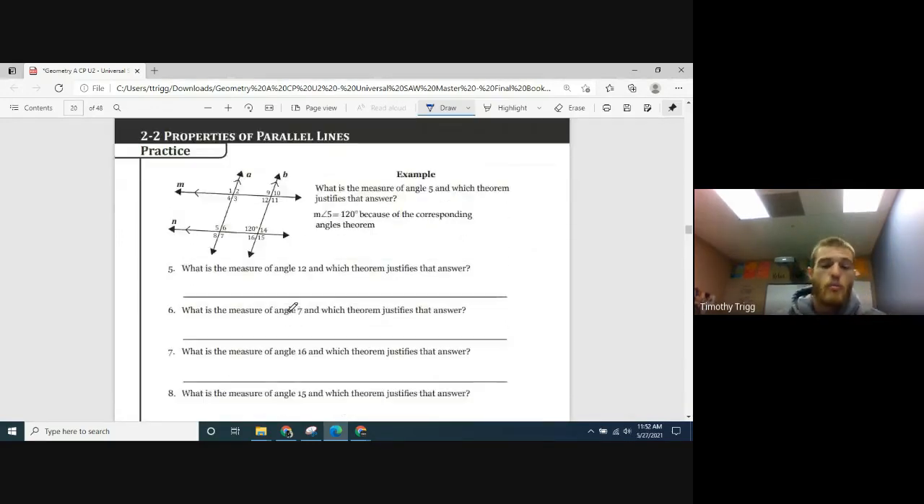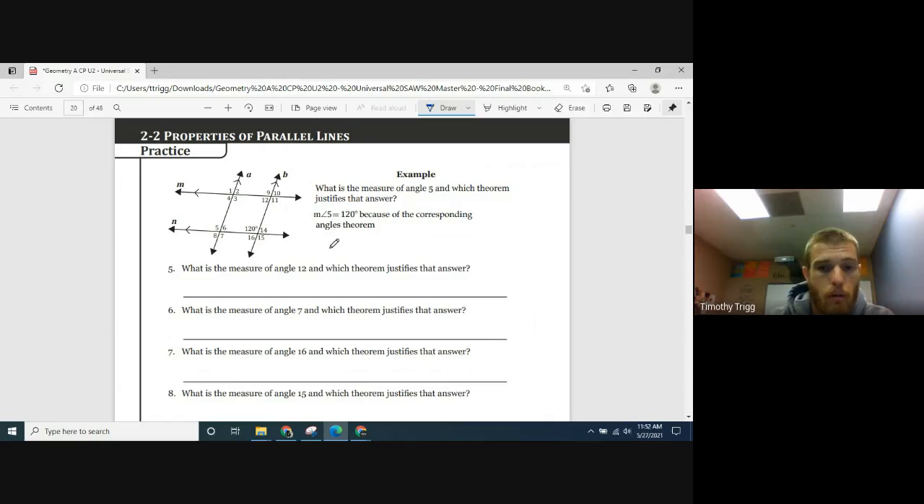Page 12. So here's where we're going to work with some measurements. You can see there's a bunch of lines here. There's lines A and B, and it shows that A and B are parallel to each other. M and N are also parallel. So you have 4 lines, M and N are parallel to each other, A and B are parallel to each other, and they're crossing. Here it says the measure of angle 5 is 120 degrees because of corresponding angles.